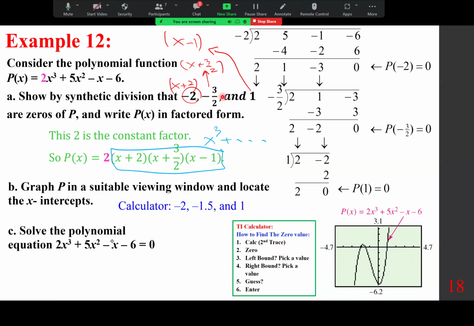Solve the polynomial equation. Well, the answers are the same. If you set this equal to 0, that means x is -2, x is -3 halves, x is +1. So because the zeros of P are solutions of P of x equals 0, the solution set is -2, -3 halves, and 1.